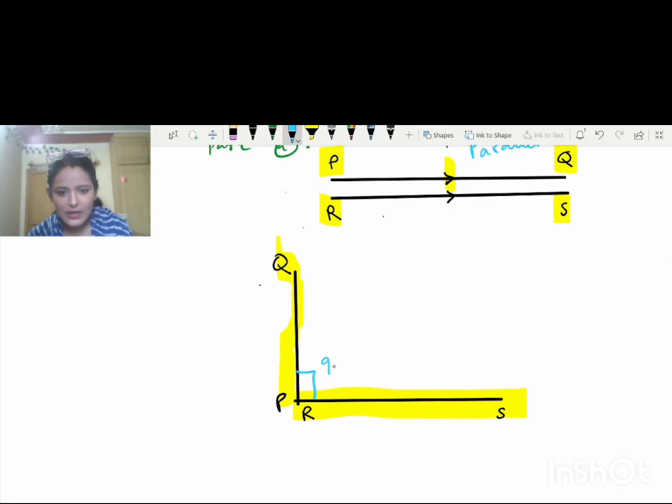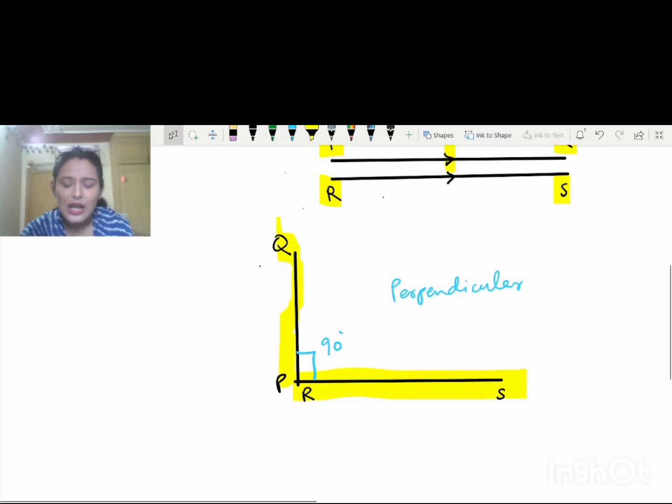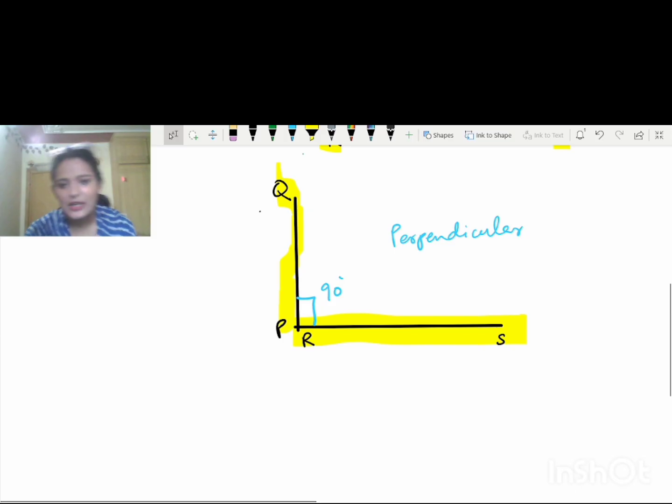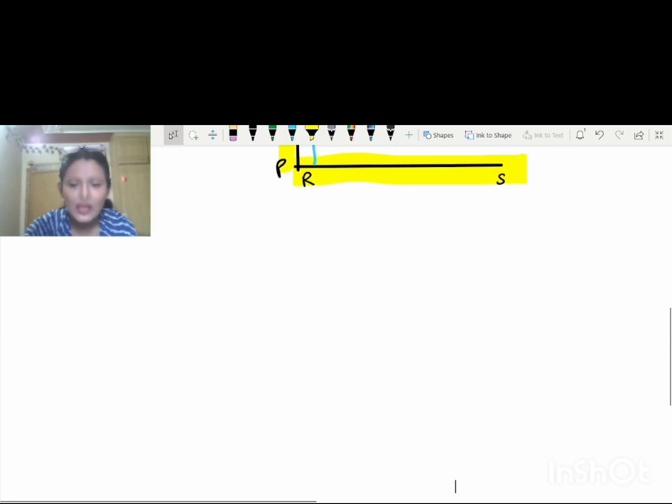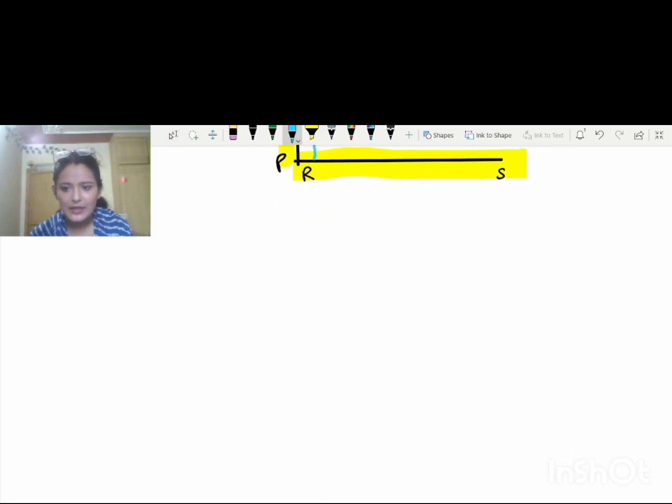So when two lines stand above each other and make an angle of 90 degrees, they are called perpendicular to each other. I hope you got the concept. I'll also give you some examples where you will have to judge whether these lines are parallel, perpendicular, or nothing. I'm gonna give you some other example here.